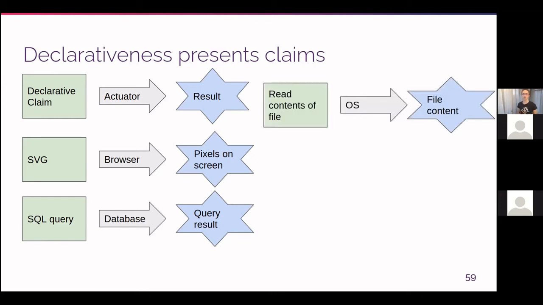Same thing for contents. You want to read the contents of a file. The operating system figures out, is this from the internet? Is it from a floppy drive? Is it from a hard disk? Is it from your phone? Where is it? And then it figures that out and gives you back the file content.